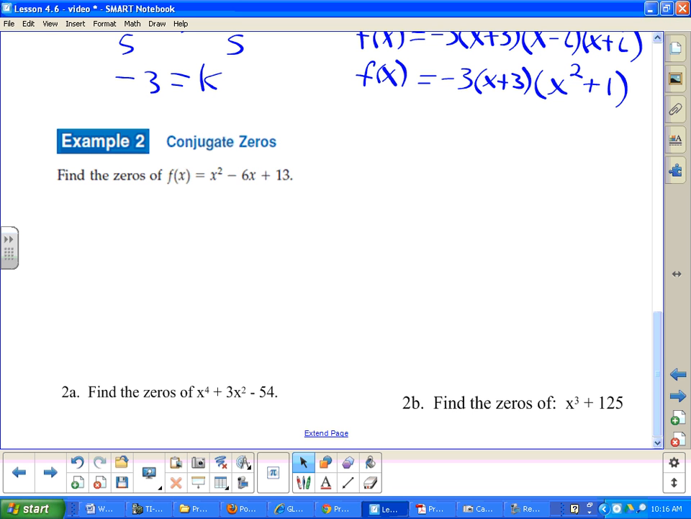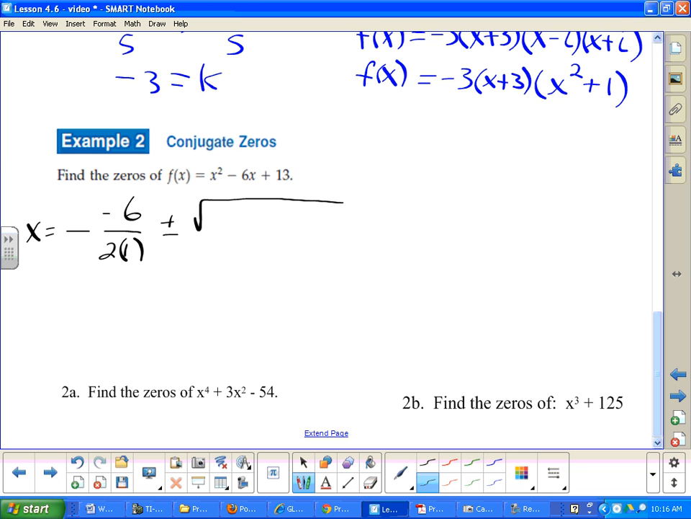Now, since this is not factorable, okay, there are no factors of 13 that add up to 6, then I'm going to have to either use completing the square or the quadratic formula. So I'm going to go ahead and use the quadratic formula here to find the zeros. So we get x equals negative b over 2a plus or minus the square root of b squared minus 4 times a times c over 2a.